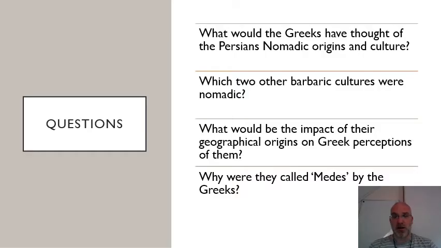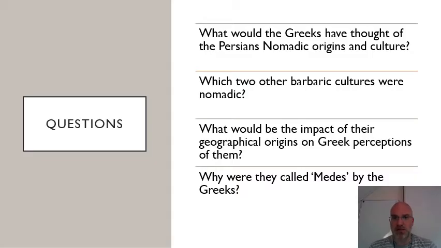Now, which two other barbaric cultures were nomadic? Well, you've got the Scythians, wild, strange, exotic warriors, and of course, you've got the Amazons, at least initially. Now, the Amazons do have a city of Themyscira, but fundamentally they're considered to be nomadic and horse-riding nomads. So horse-riding nomads are almost the epitome of savagery and exotic barbaric strangeness as far as the Greeks are concerned, because they don't have a polis and they don't fight in the hoplite phalanx.